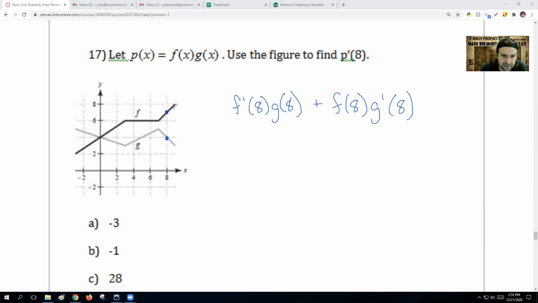So what's the slope of this line here? That's 1. What's the y value of g of 8? That looks to be 4. All right, next, what's the y value of f of 8? I would say that's 7. What's the slope of that? I would say that's negative 1. So what's 4 minus 7? That would be negative 3. Choice A.